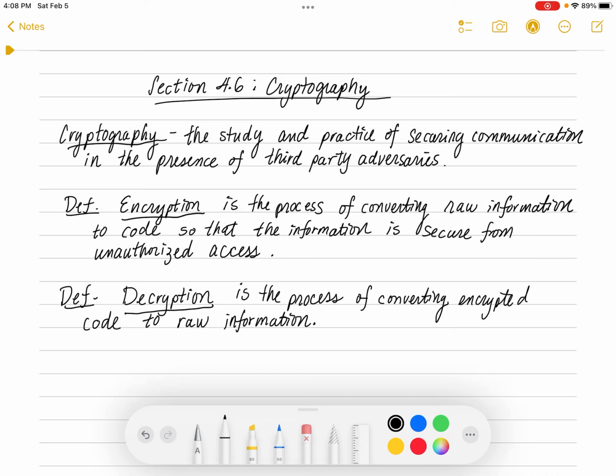So we would like to begin section 4.6, which is our section on cryptography, and we'll spend a little bit of time in this. This is an application of the number theory material we've been looking at. So what exactly is cryptography? It's the study and the practice of securing communication in the presence of third-party adversaries.